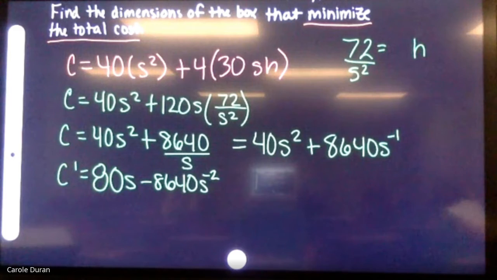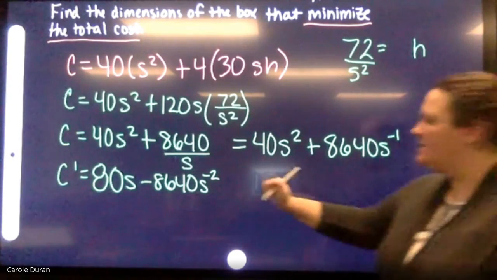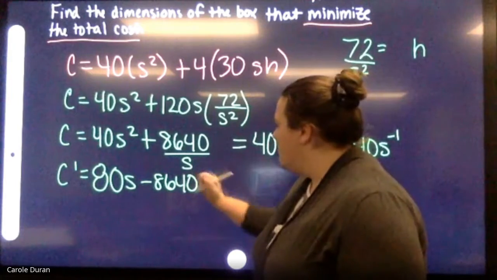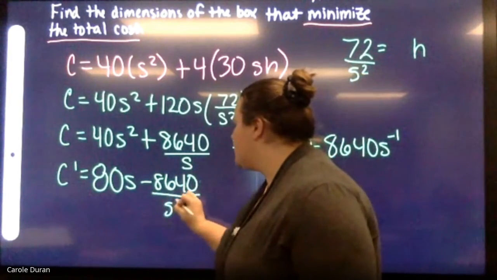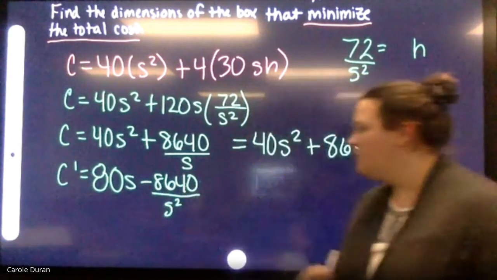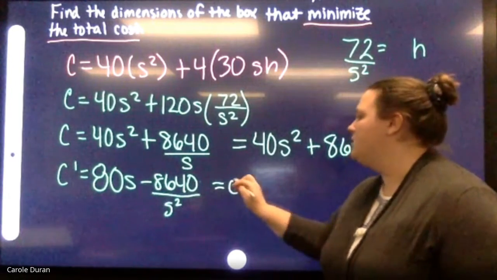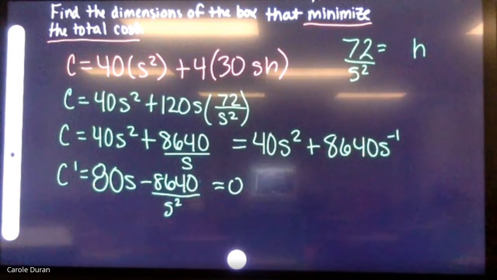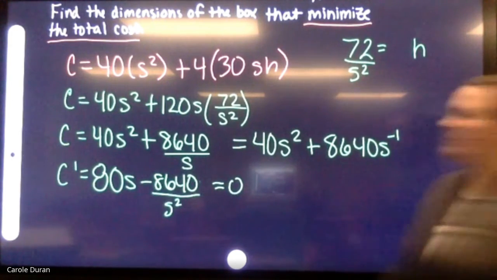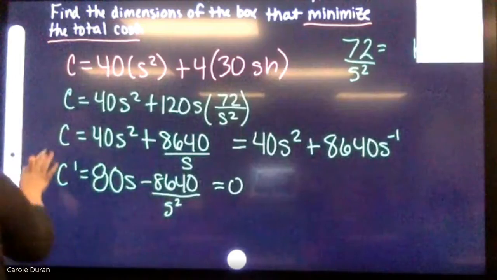Oh boy. I typically don't like to leave it like that when I set it equal to 0 because the negative exponent kind of messes with us. So this is the same as 80s minus 8640 over s squared, and then that gets set equal to 0. We're actually almost done. It's not really too much farther.